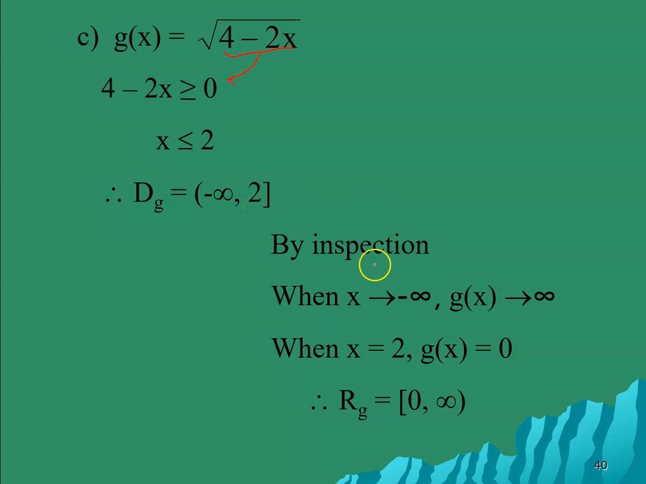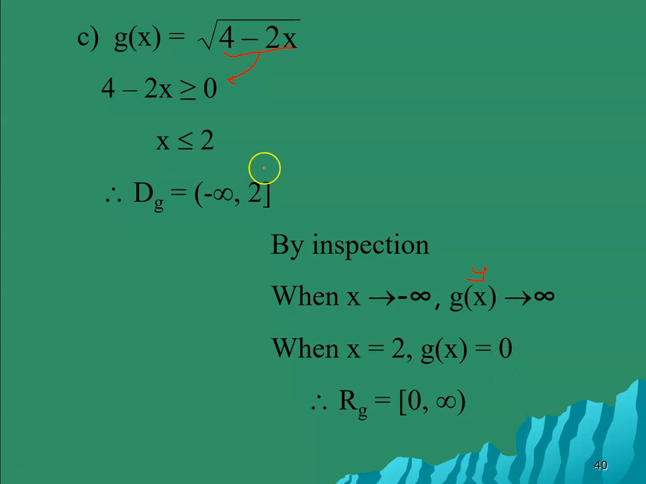And by inspection, you will get your range starting from 0 until infinity. Range maksudnya you punya paksi y. When you have x value equal to negative infinity, your g(x) or your y will be positive infinity. When you have your x equal to 2, your g(x) equal to 0.